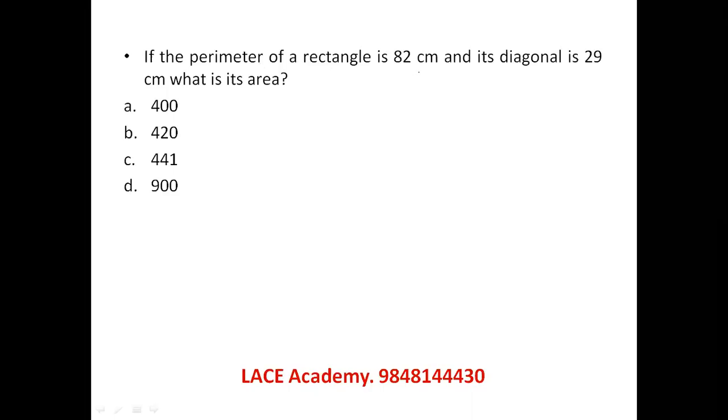The perimeter of a rectangle is 82 centimeter and the diagonal is 29 centimeter. What is its area? Perimeter is 2 times (L plus B), which is 82. So you can get L plus B as 41. And the diagonal is root of L square plus B square, which is 29. So L square plus B square should be 29 square, which is 841. So if you see the options, 441 and 841 are the values we need to get for L and B, such that L plus B is 41, L square plus B square is 841.